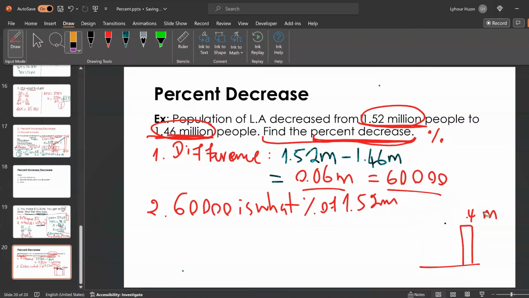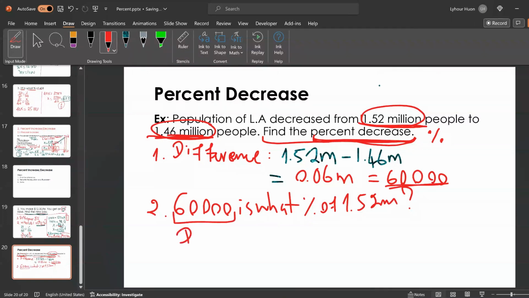Is it difficult? Is it okay, or because it's the first time? I just feel like I'm dumb, like this is hard. No, it's okay. Now we find the difference, 60,000. That is the difference. So for step two, the difference is what percent of the original number.